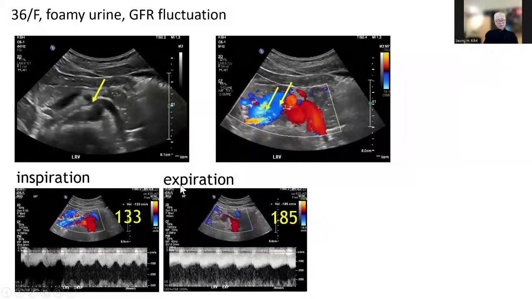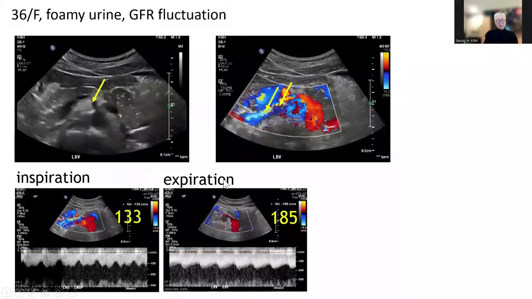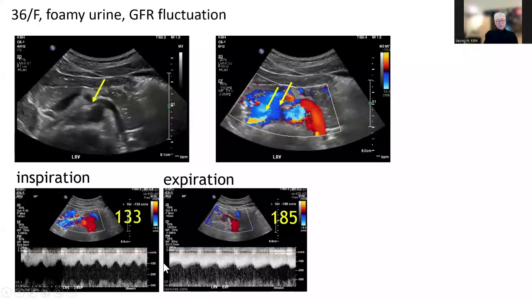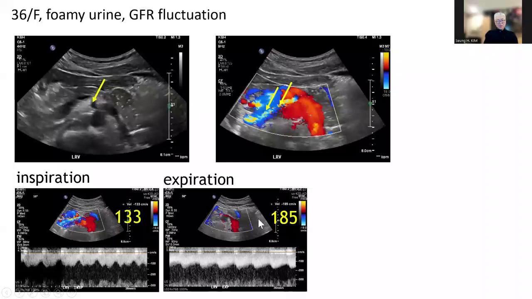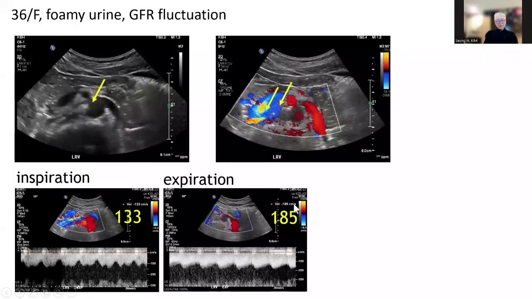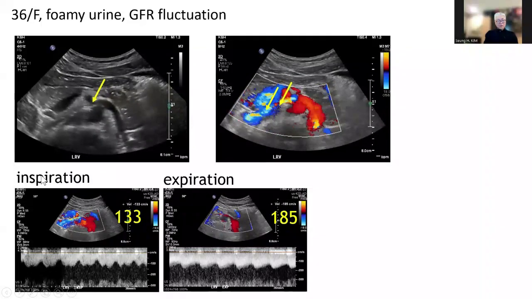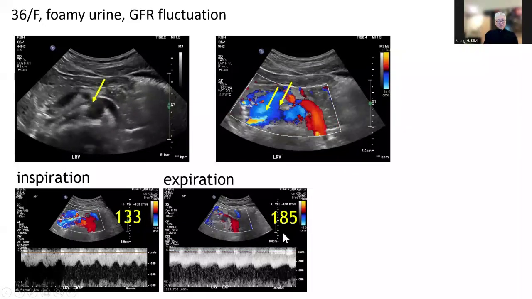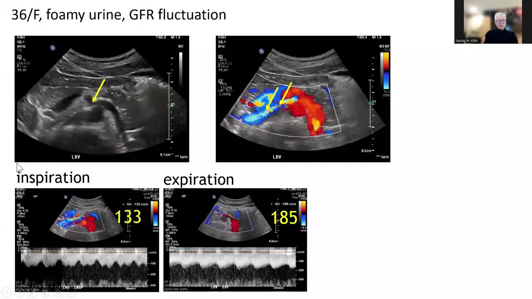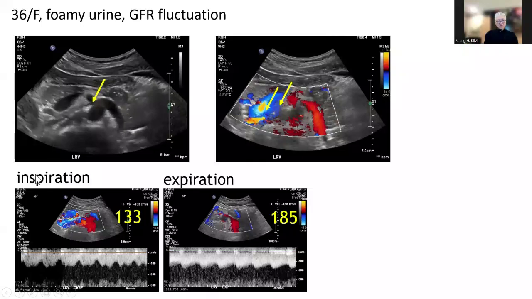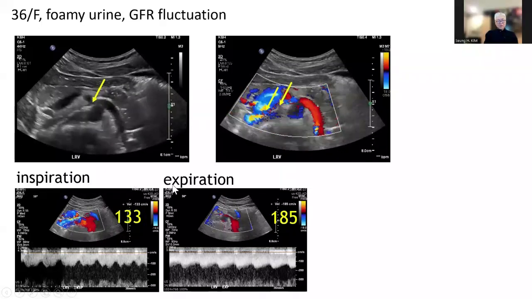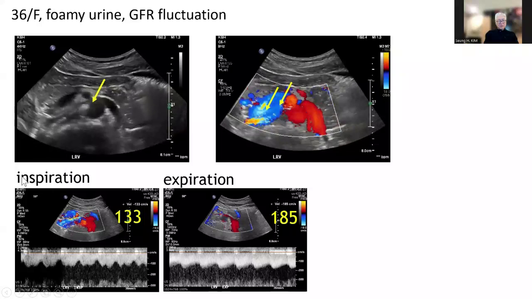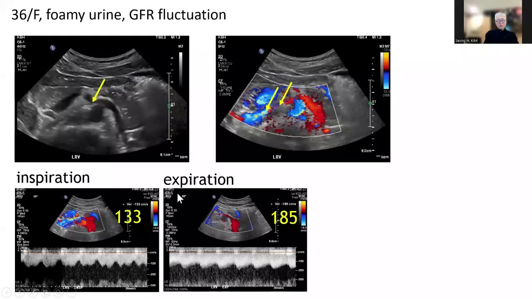With the patient holding the breath in full expiration, the peak velocity was much higher than this, 185. So now we learned that peak velocity in expiration is much higher than peak velocity in inspiration. It means that compression of the left renal vein in expiration is stronger than in inspiration.